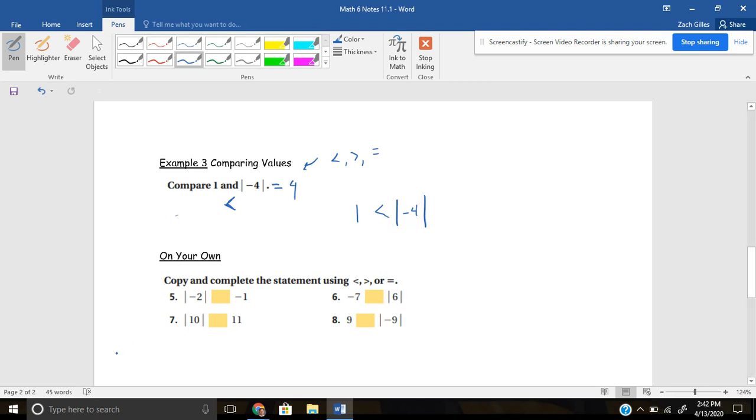Number 5, the absolute value of -2 is +2, and positives are always greater than negatives. So Pac-Man should eat the absolute value of -2. Here, this would remain a positive answer, so -7 is less than the absolute value of 6. For number 7, the absolute value of 10 would be 10, and 10 is less than 11. And the absolute value of negative 9 is 9. So 9 is equal to the absolute value of negative 9.